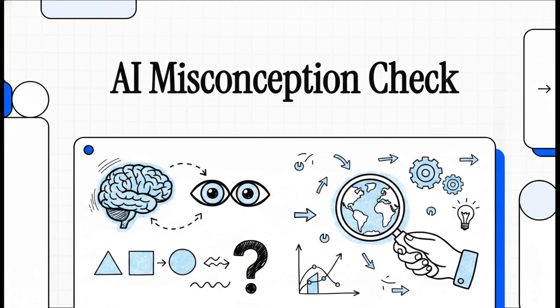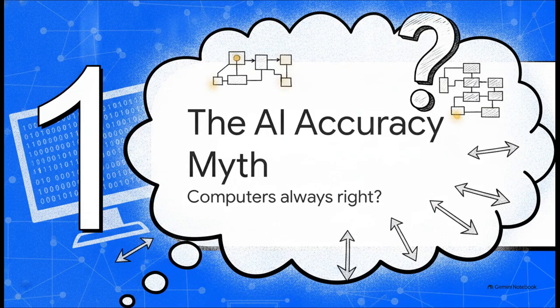We're on a mission today to uncover the absolute truth about how AI systems learn and generate answers. We're going to look at how machines perceive the world, how they reason, and why it's absolutely critical that we human beings double-check what they tell us. Section 1. The AI Accuracy Myth.